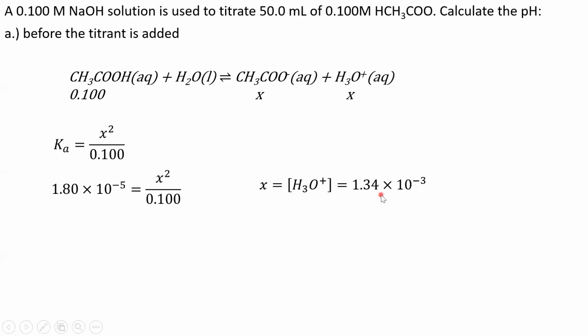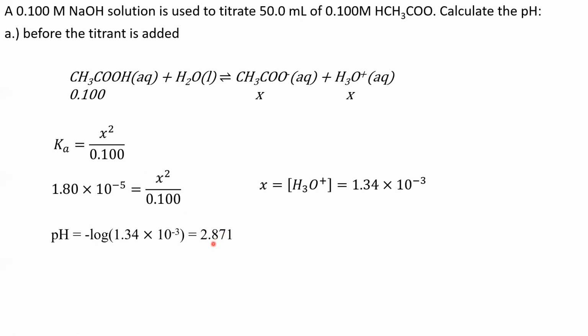Okay, so I'm getting a hydronium ion concentration of 1.34 times 10 to the minus 3. I'm multiplying by 0.1 and taking the square root. And then from there, I just take the negative log of that, and that gives you my pH. Now remember that since I've got 3 significant digits, I want 3 decimal places in my pH. Good. All right. So we haven't started our titration yet, and here's our pH.